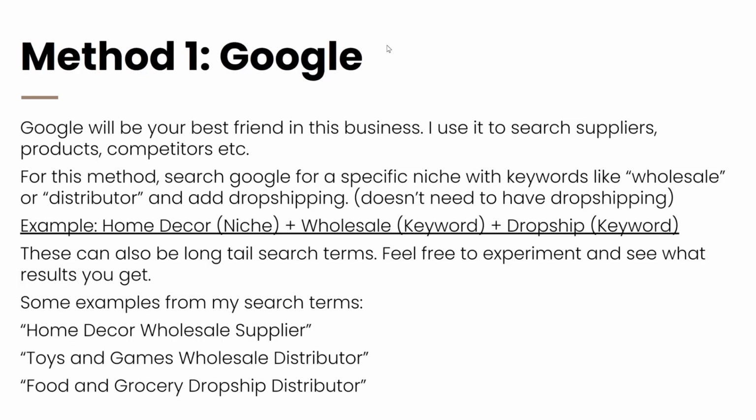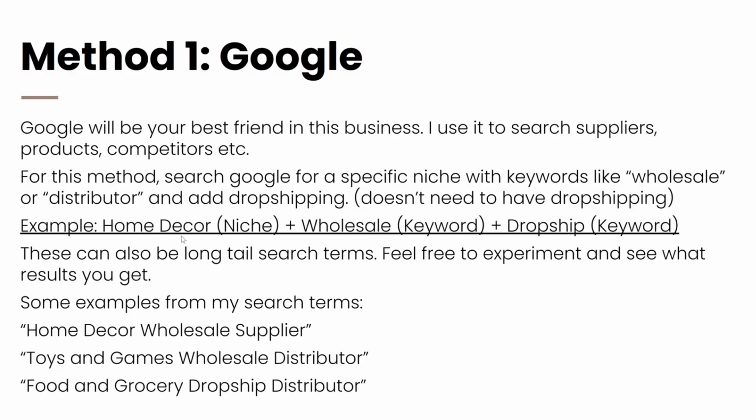The first method that we will be covering for finding suppliers is Google. Google will be your best friend in this business, for finding suppliers, researching products, and looking up competitors. There are so many use cases for Google. For this method, simply put, we're going to be searching Google for a specific niche with keywords such as wholesaler, distributor, or wholesale supplier, and then you can add drop shipping after that. You don't need to add drop shipping. If you want to specifically find drop shipping suppliers, I'm going to show you another way to specify that in your search.